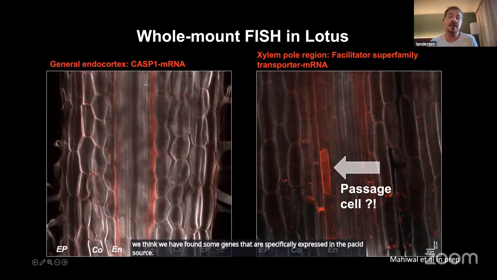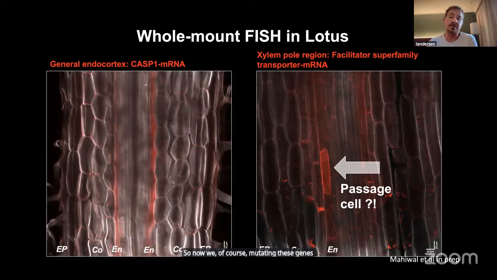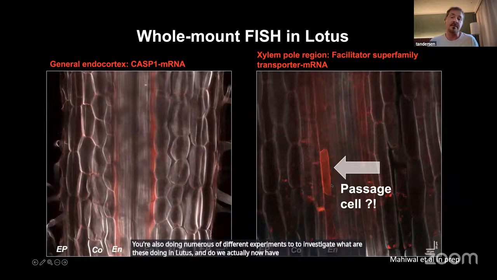So now we are, of course, mutating these genes and trying to see if we can find some phenotypes on these plants, and also doing numerous different experiments to investigate what these genes are doing in Lotus, and whether we actually now have a hold on genes that are really particularly expressed in passage cells.